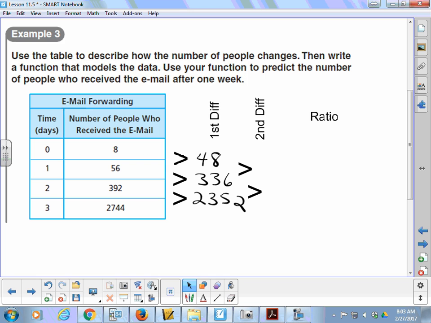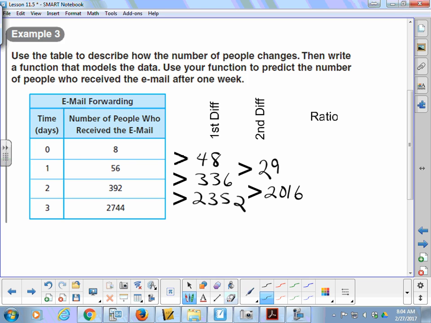All right, what's the difference between these numbers? And I can see right now that they're not the same, right? Okay, I don't need to do the calculations. That 2,352 minus 336, you know, that's 2016. And 336 minus 48 is 288.